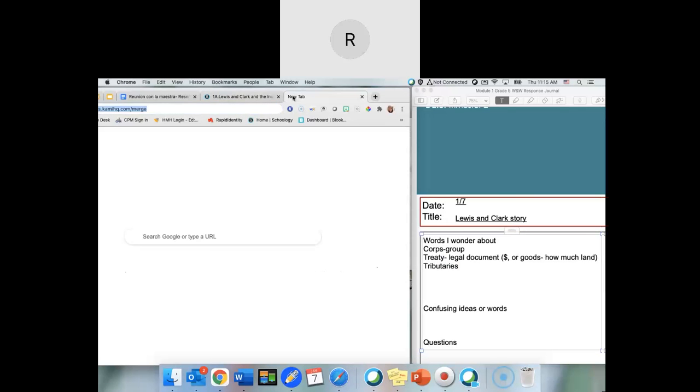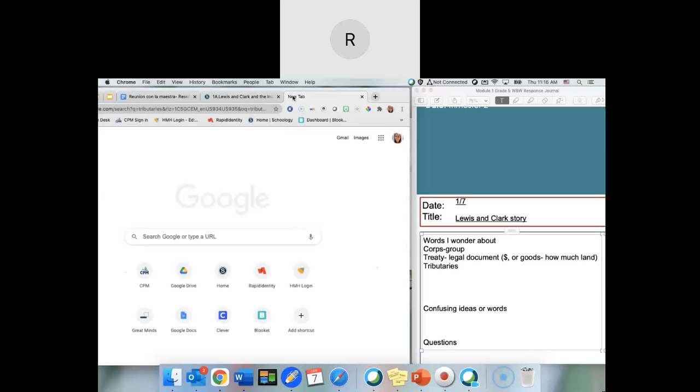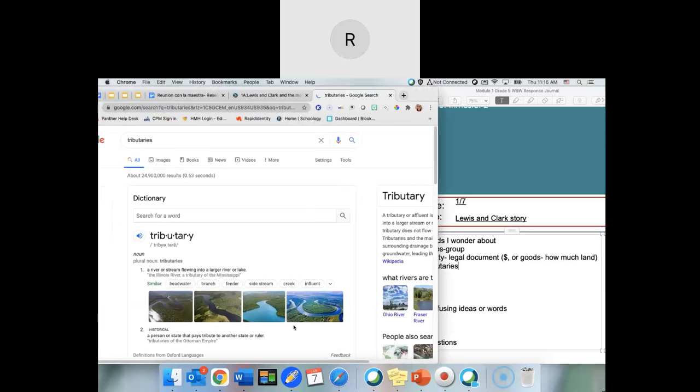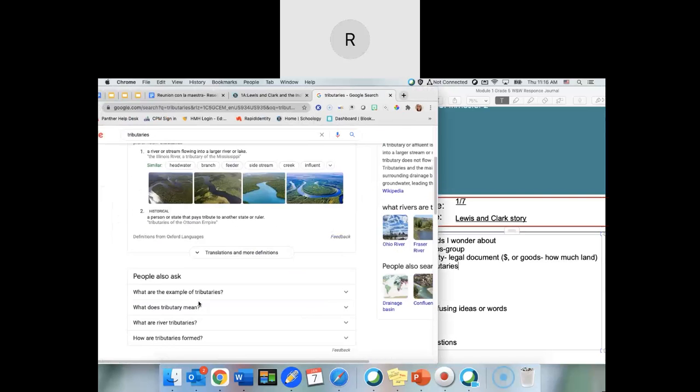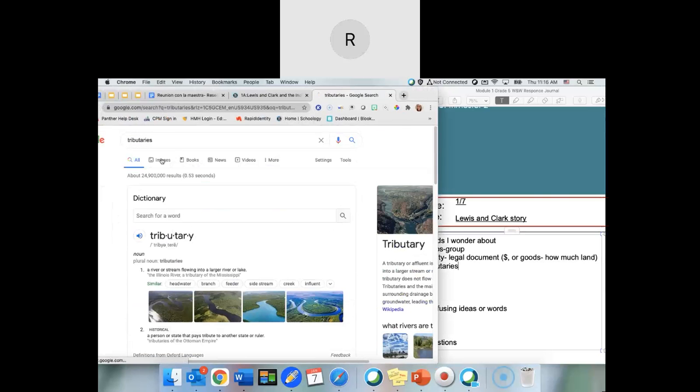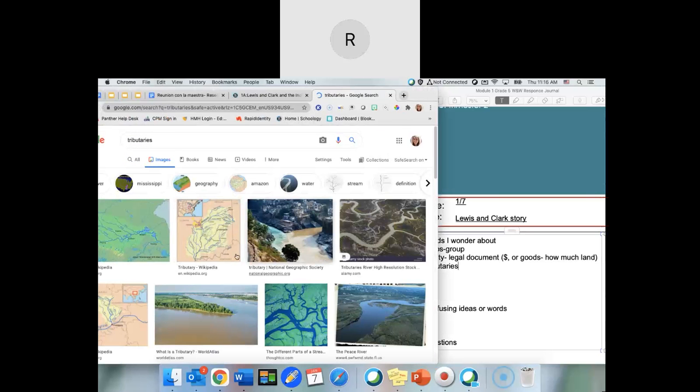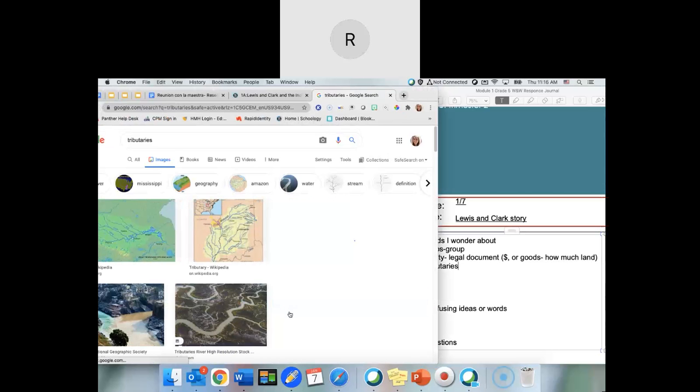Okay, what's another word some of you guys had? Just give me one. Shout it out. I'm not looking at the chat right now. I had tributaries. Ooh, tributaries. I love that word.